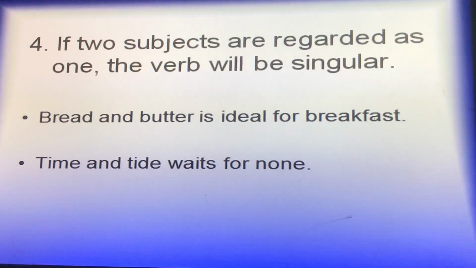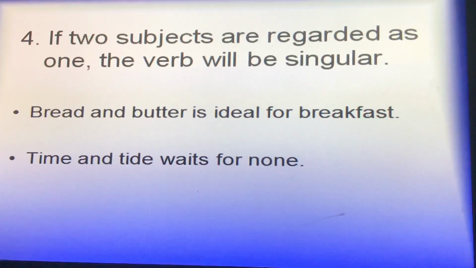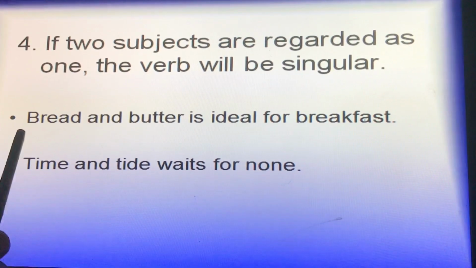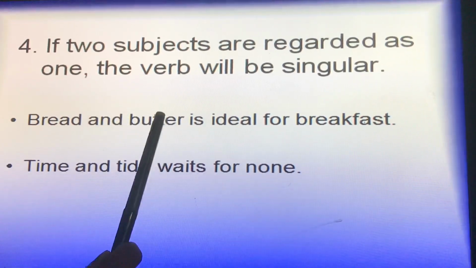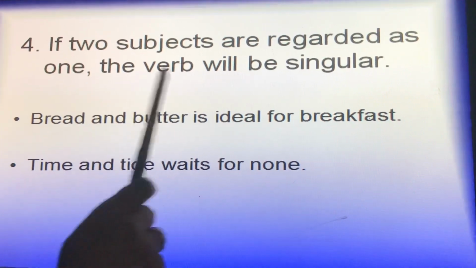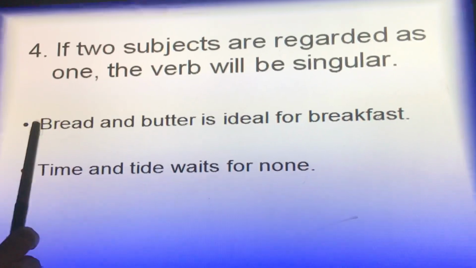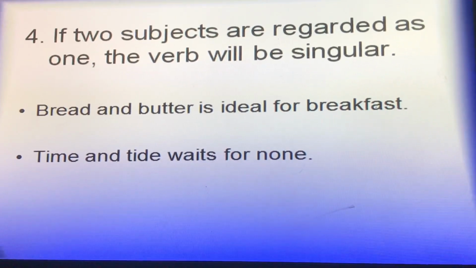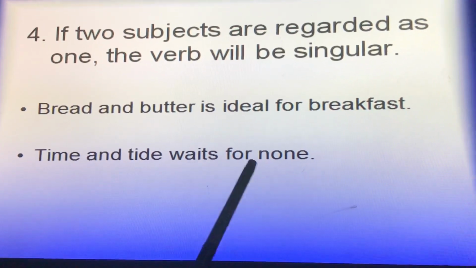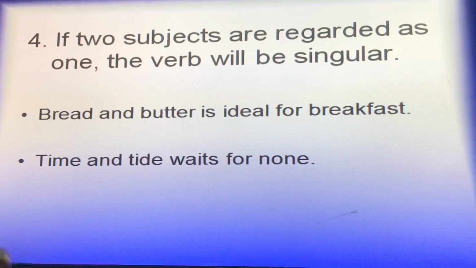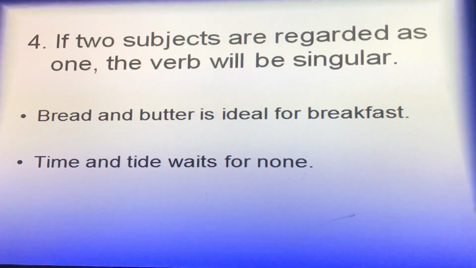Our next rule is if two subjects are regarded as one, means if they are giving you one idea, one thought is coming to your mind, then the verb will be singular. Bread and butter is ideal for breakfast. Time and tide waits for none, or horse and carriage is waiting outside.